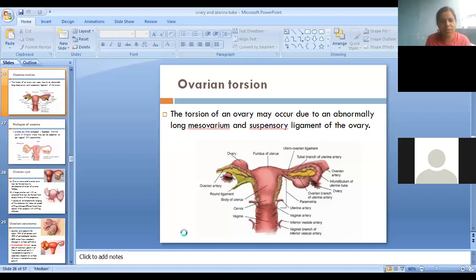And histology of ovary. What do you see in histology? In yesterday's class, for polycystic ovarian disease, anovulatory cycles, I told you one structure. I'll show you anyhow.